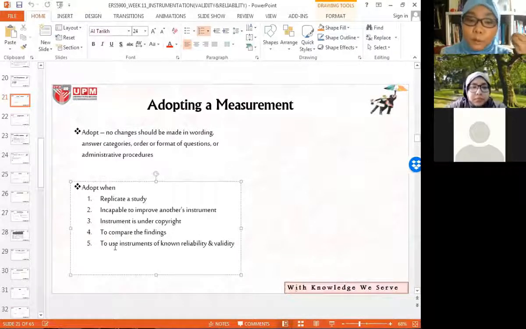Okay, the next one is to use an instrument of known reliability and validity. So meaning that you already know that the instrument that you use is already valid, already reliable. So no need for you to do any changes. Okay, so these are the 5 situations in which you are allowed to adopt the instrument.